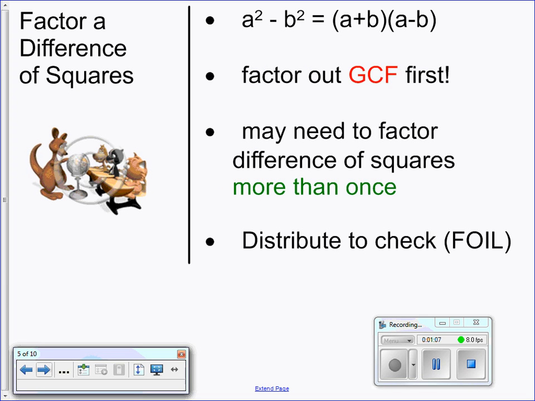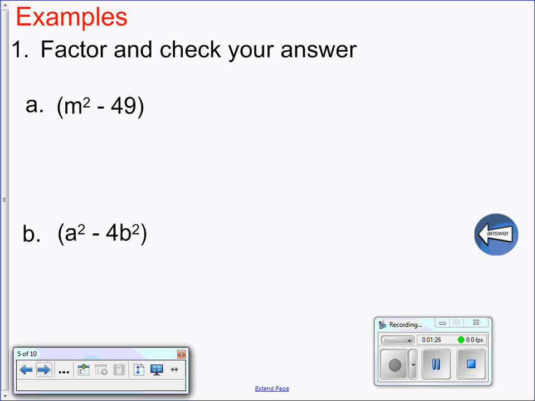So to factor a difference of squares, make sure that you recognize it first. Perfect square, subtraction in between. Factor out the GCF if there is one. And you may need to factor the difference of squares more than once. Make sure that you are distributing to check your answer.